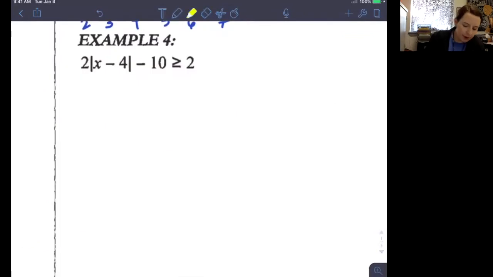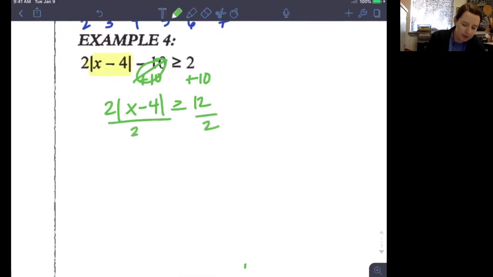Example number 4. So this one you'll notice we're working with a greater than or equal symbol, which is totally fine. It's just going to make our graph at the end and our final answer a little bit different. Okay, so I'm going to start by isolating that absolute value, adding 10 to both sides. That zeroes out. So 2 times the absolute value of x minus 4 is greater than or equal to 12. Divide by 2 on both sides. Absolute value of x minus 4 is greater than or equal to 6.